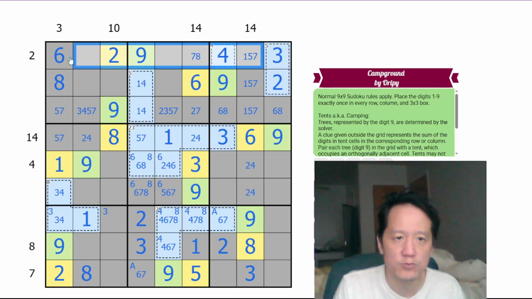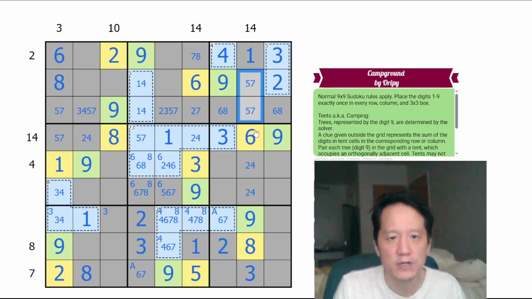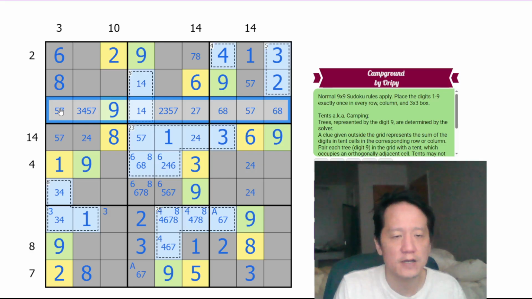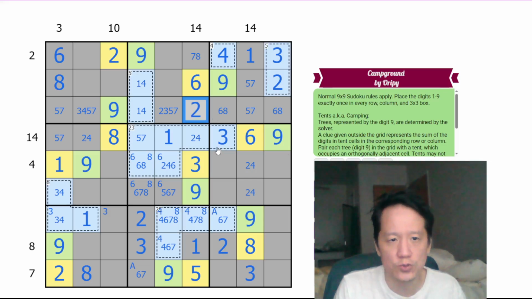This can't be 1 because of this one. Where is the possible 1? It has to be here. So this is 1, which means these can't be 1. We now have a 5, 7, 5, 7 pair in row 3, which eliminates 5 and 7 in the rest of the row. This can't be 5 or 7, so it's a 2.